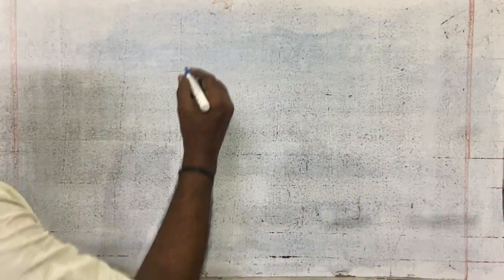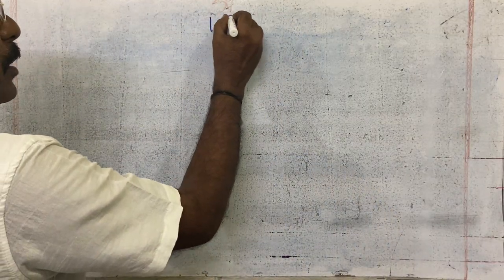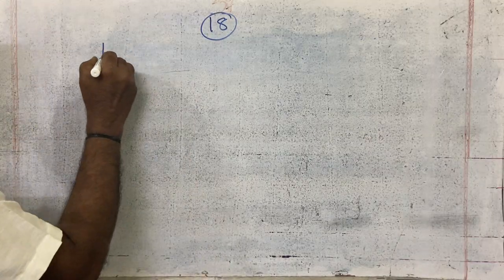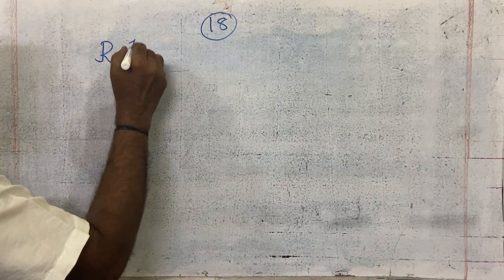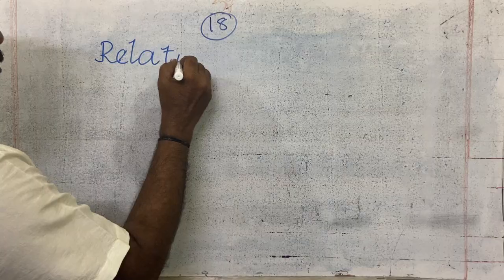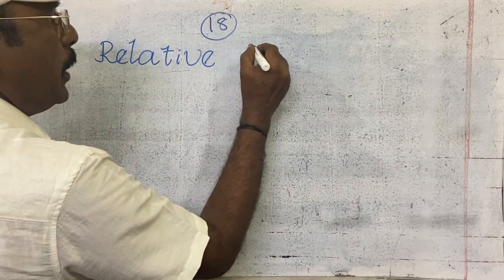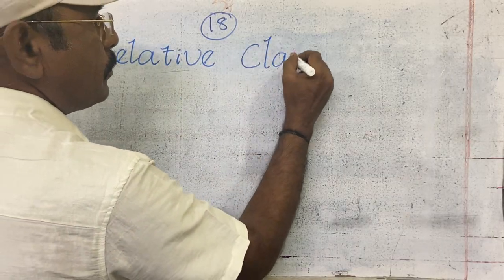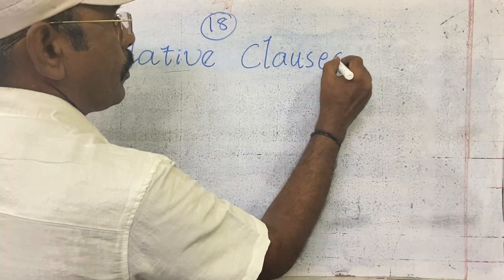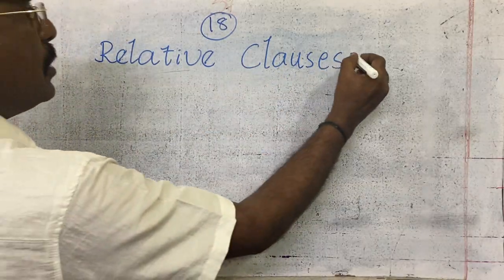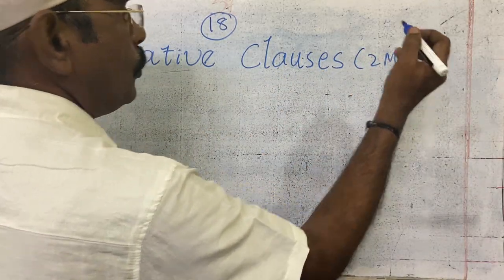Today we are going to verify relative clauses, 10th class bit number 18. Relative clauses. So these are coming for 2 marks.